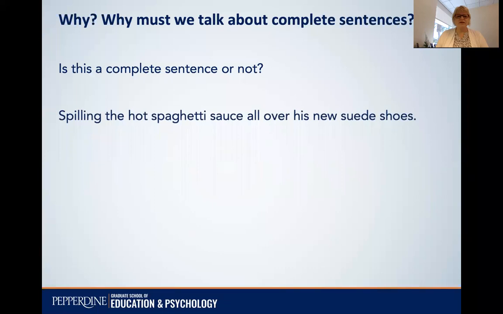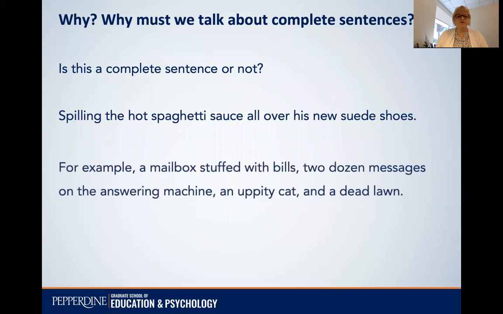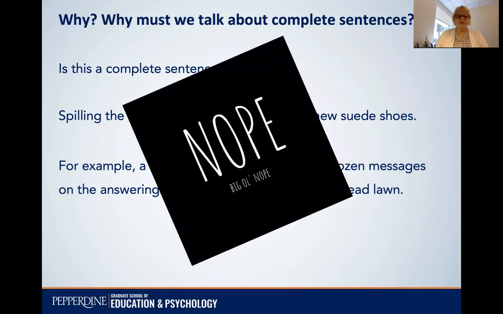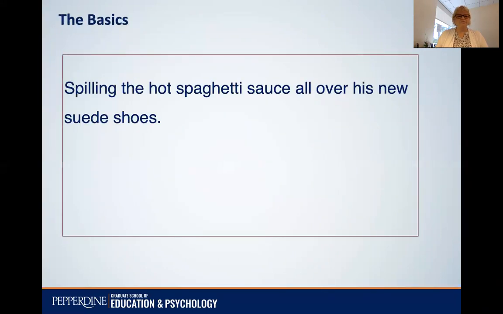Spilling the hot spaghetti sauce all over his new suede shoes. For example, a mailbox stuffed with bills, 24 messages on the answering machine, an uppity cat, and a dead lawn. Well, these two are not complete sentences. And I see a lot of examples of fragments like this in student writing. So I want to try to review this so we can avoid it.